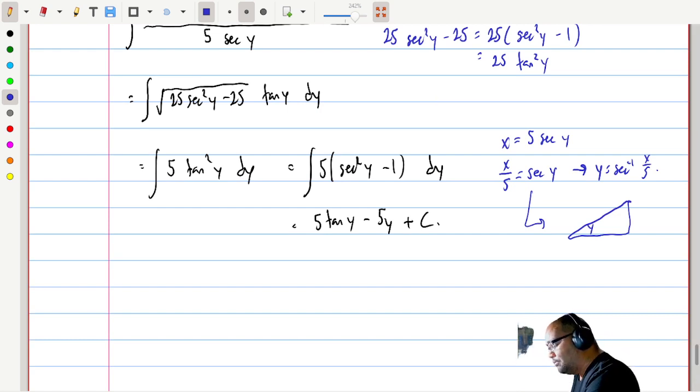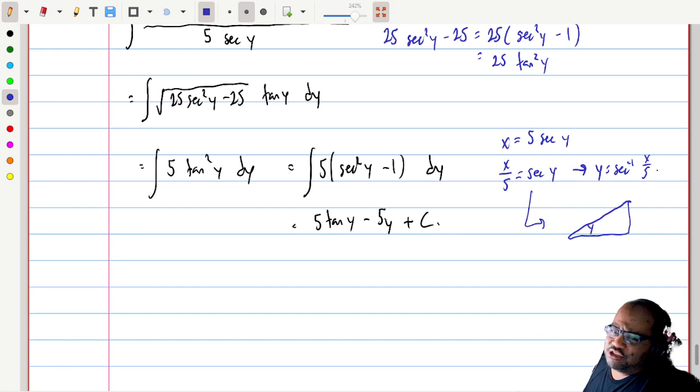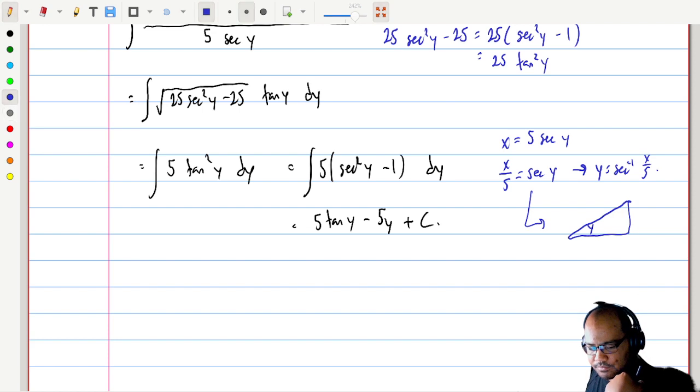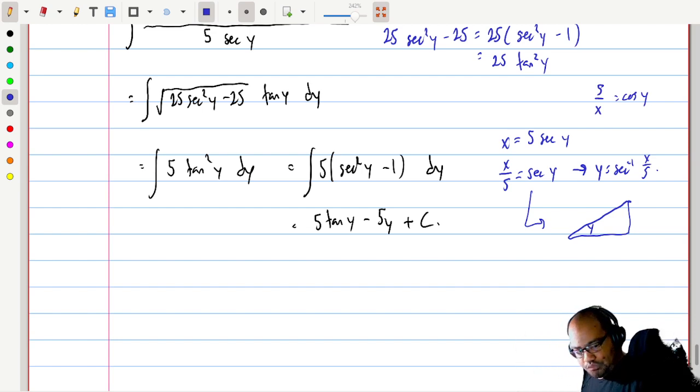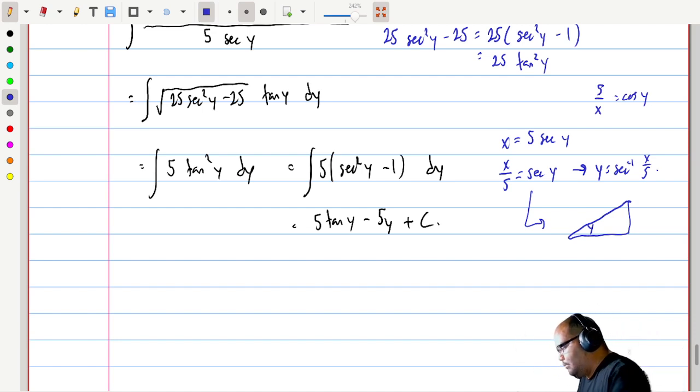So y is the angle. I like to think about this in terms of cosine. Secant is the reciprocal of cosine, so 5 over x equals cosine of y. And now I have everything. Cosine is adjacent over hypotenuse. Missing side by Pythagoras.